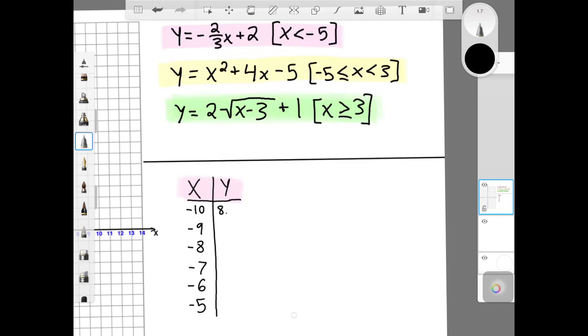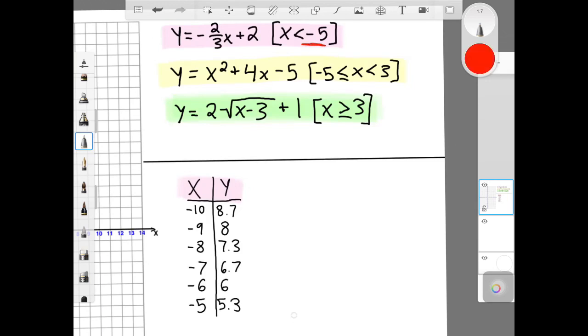The table said that the y value for negative 10 was 26 over 3, which is also 8.6 repeating. I rounded 8.6 repeating to the nearest tenth, making it 8.7. This makes it easier for me to graph. I filled in the rest of the y values, rounding all of the decimals to the nearest tenth.